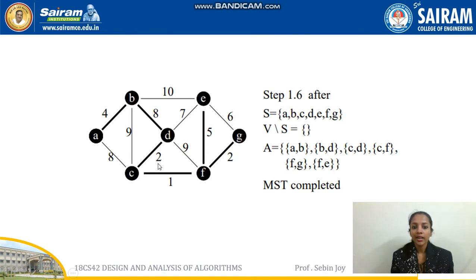So after adding the values, what will we get? What is the minimum cost of the minimum spanning tree we have found here? It is 4 plus 8 plus 2 plus 1 plus 5 plus 2. What is the answer? That will be the cost of this minimum spanning tree. So this is the easiest method of finding the minimum spanning tree.